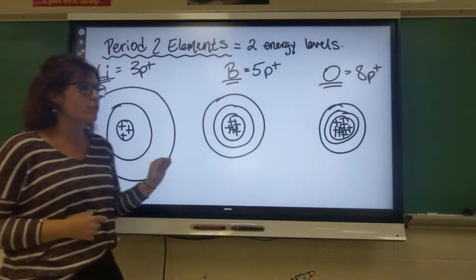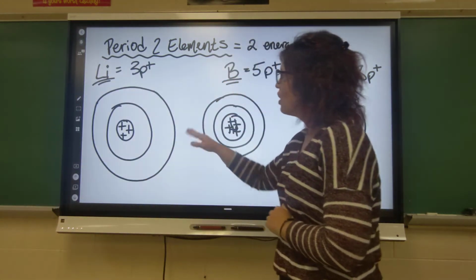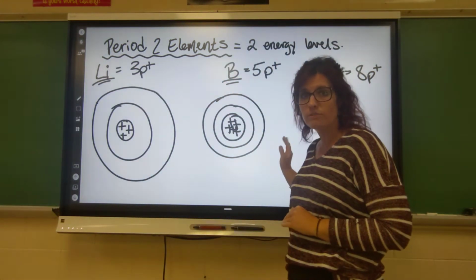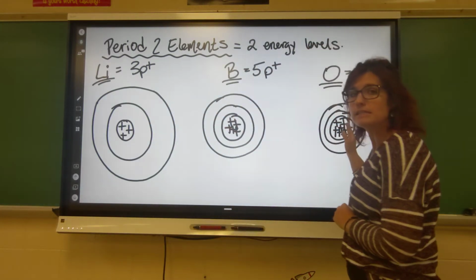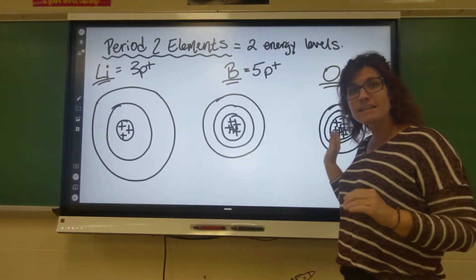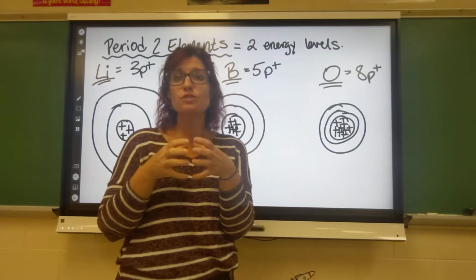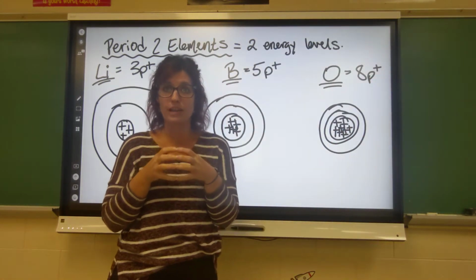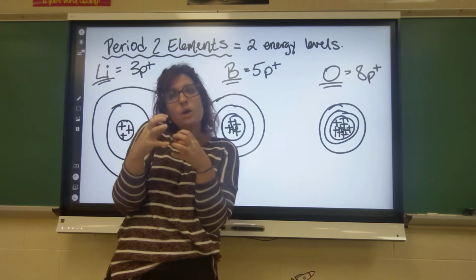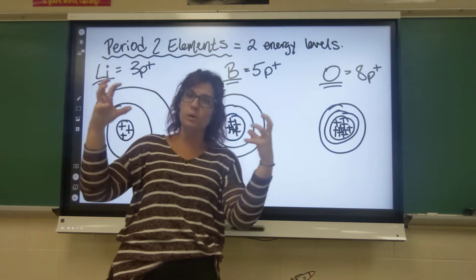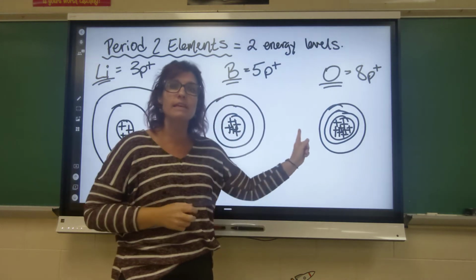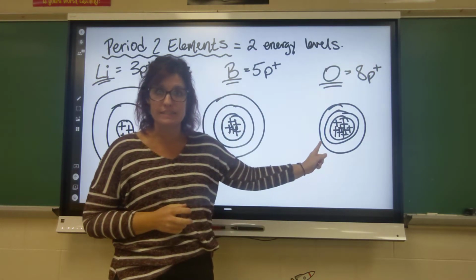And the reason for that is there's no change in the number of energy levels, but there are more protons in the nucleus. And the more protons that you have in the nucleus, the stronger nuclear charge there is, and then that nucleus holds everything in a little bit more tightly. So it pulls everything in closer and the atomic radius decreases.